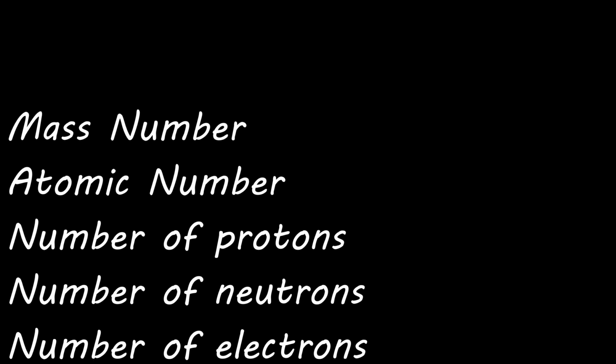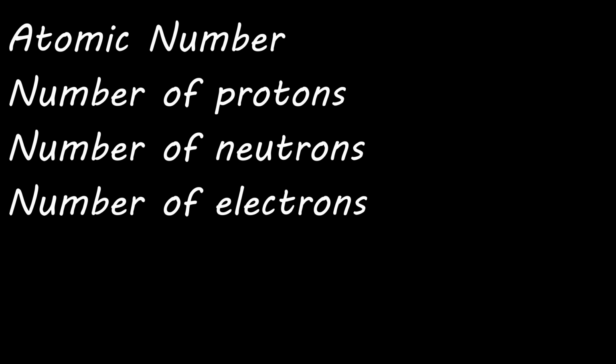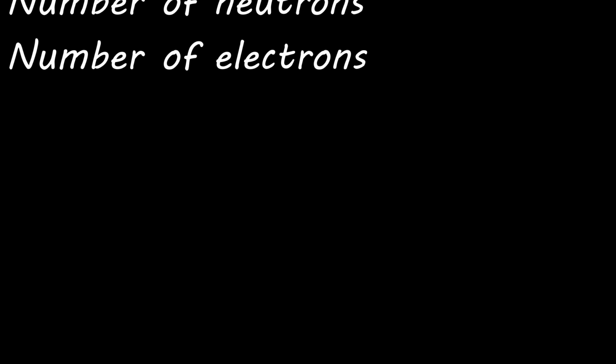And that's it, guys. We've gone through mass number, atomic number, how to get the number of protons, neutrons, and electrons from an atom on the periodic table.